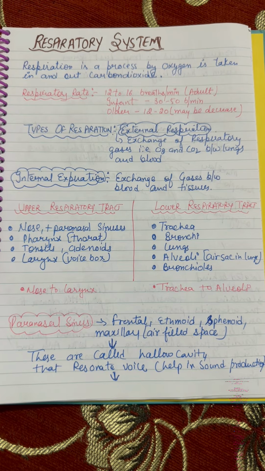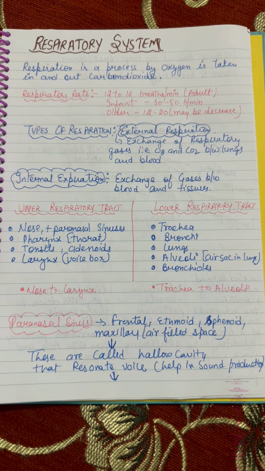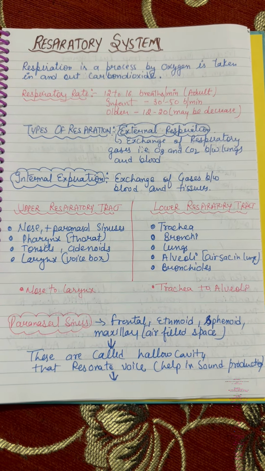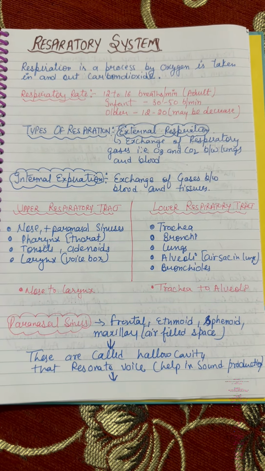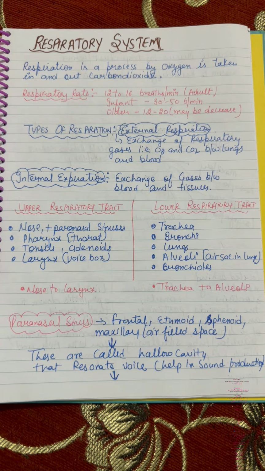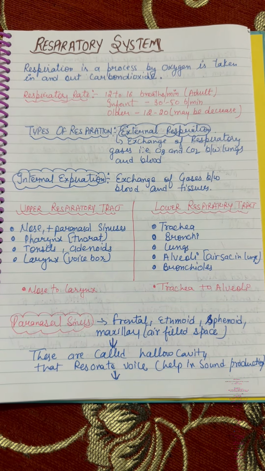Respiratory rate. Adults: 12 to 16 breaths per minute. Infants: 30 to 50 breaths per minute, faster because their lungs are small. Older people: 12 to 20 breaths per minute, which may decrease with age.